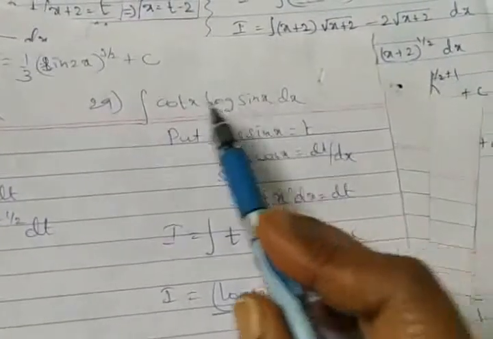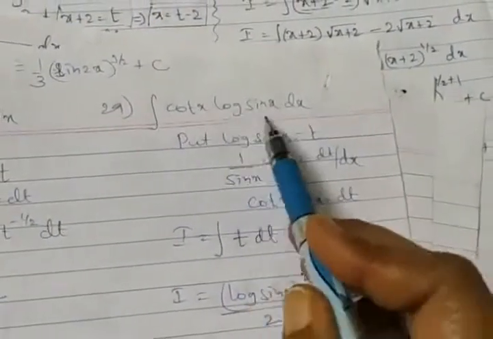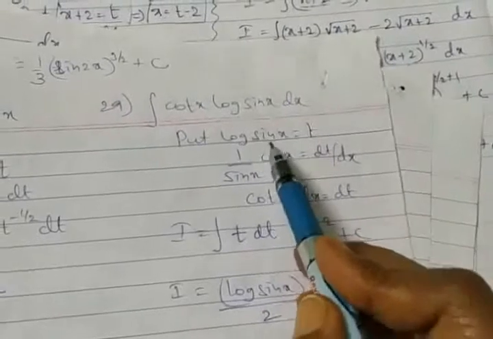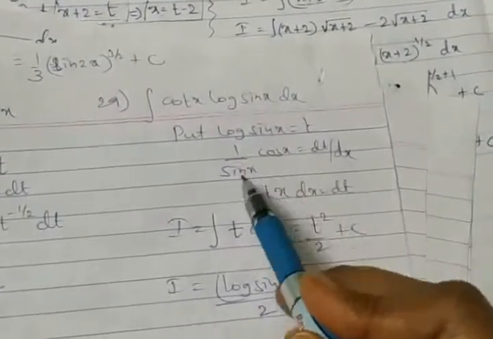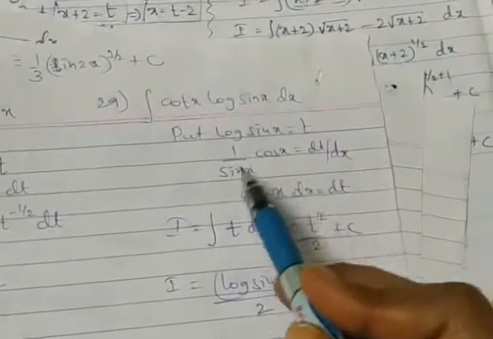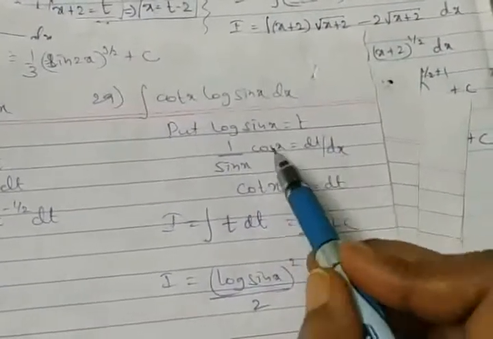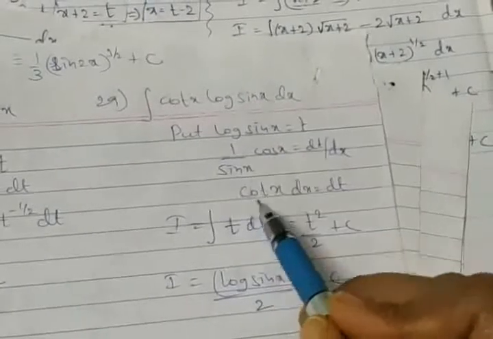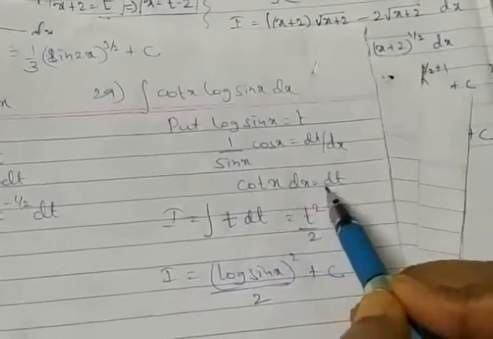So definitely we can think about substitution here. You can give a chance for substitution here. So put log sin x is equal to t. We're left with 1 by sin x into cos x. Differentiation here, by the chain rule, is equal to dt by dx. So we are left with cot x, cos by sin. Cot x with respect to x is equal to dt.